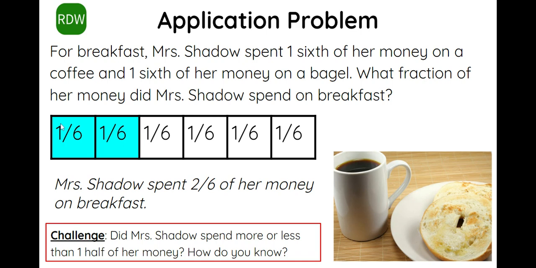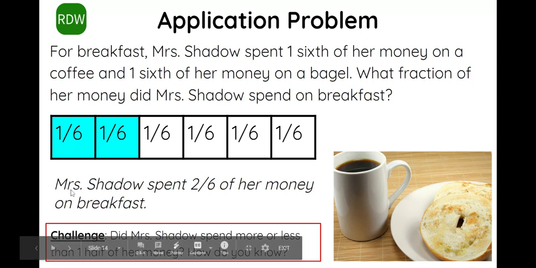I colored in one piece, which would be 1/6, to show the money that she spent on a coffee, and I colored in another 1/6 to show the money that she spent on a bagel. So looking at my picture, I can see that Mrs. Shadow spent 2/6 of her money on breakfast.